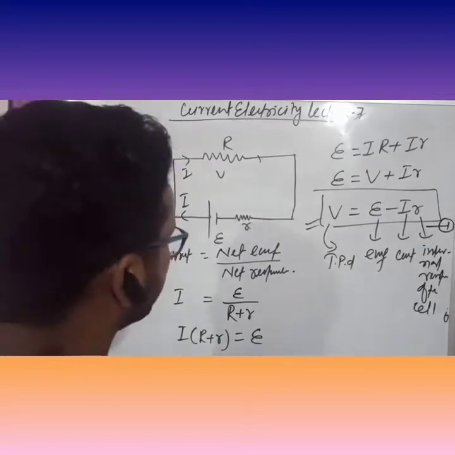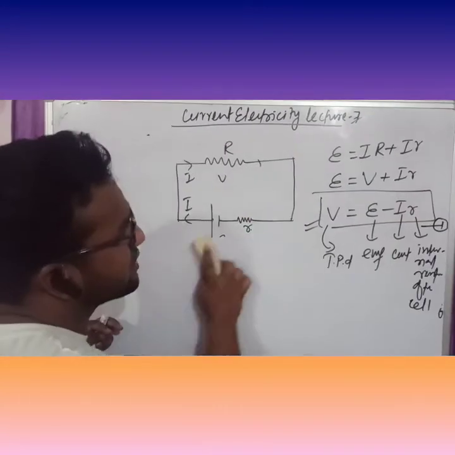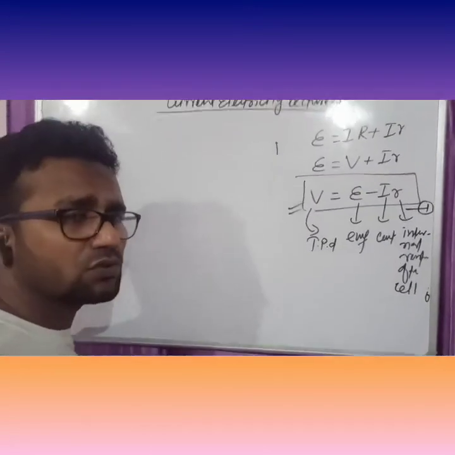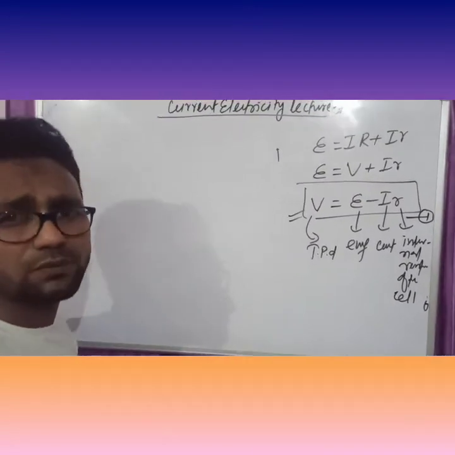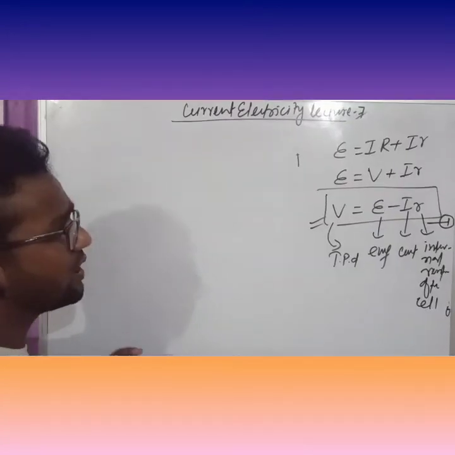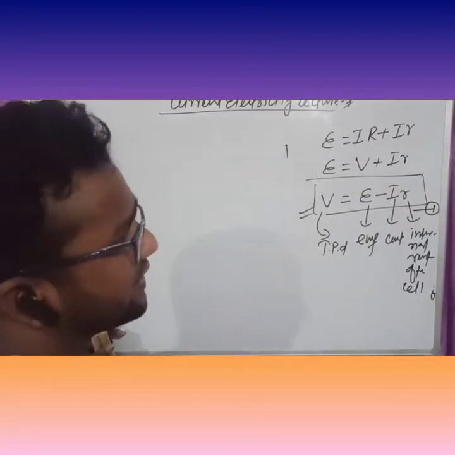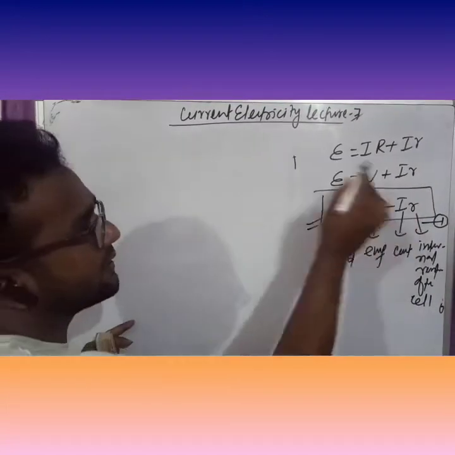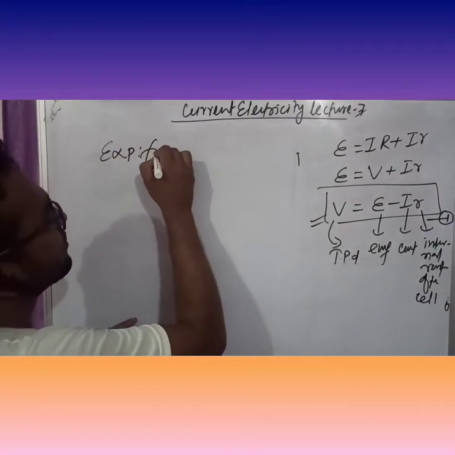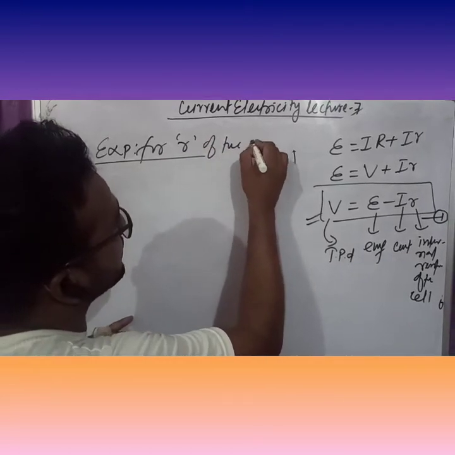This is the relation. Now you remember EMF and terminal potential, these two are simply potentials, so the SI unit or nature will be the same. The SI unit will be volt here also. Now from this formula we can find the expression for the internal resistance, small r, of the cell.